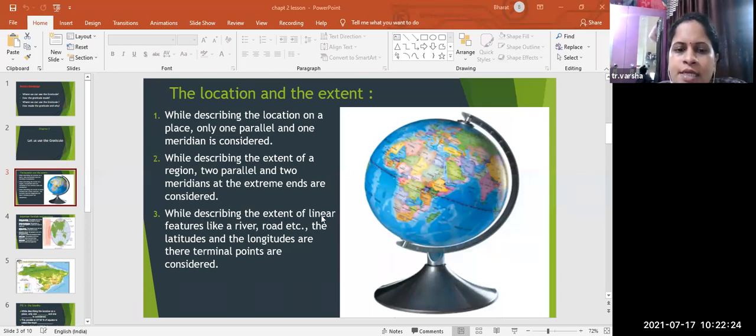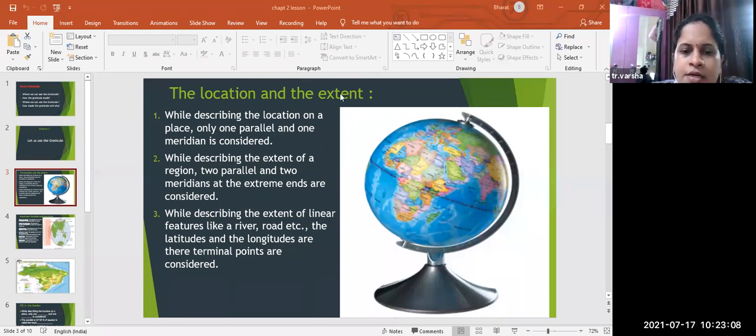While describing the extent of a linear feature, not only the continents, we are having the oceans, okay. We are having oceans, we are having continents, but besides all this, we are having rivers and roads and many other things in our map to read, okay. For them, we have to take the latitude and longitude of their terminal points. A terminal point is from where it is starting till the end, okay.